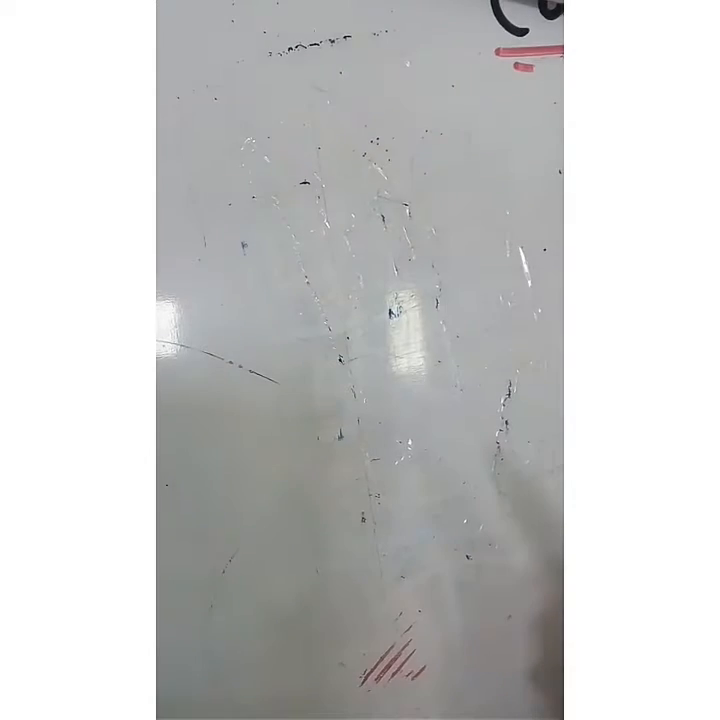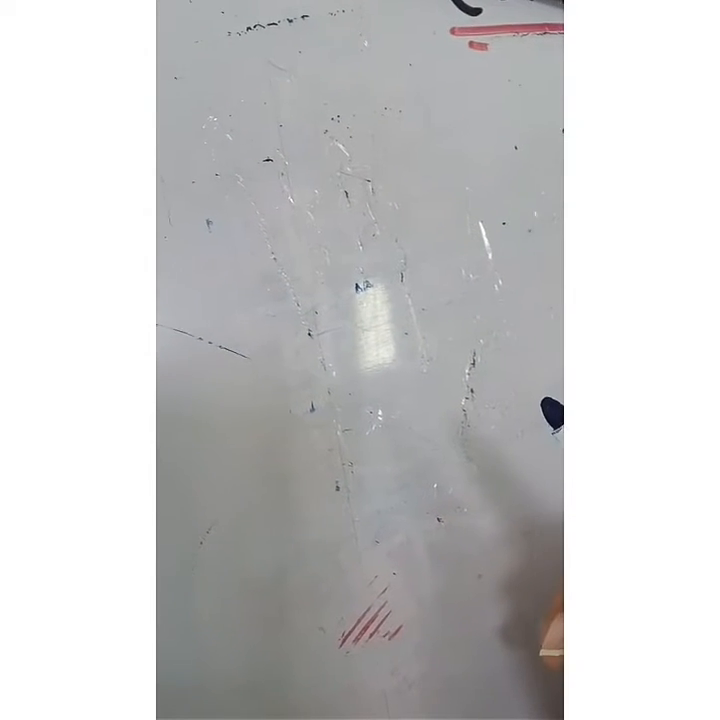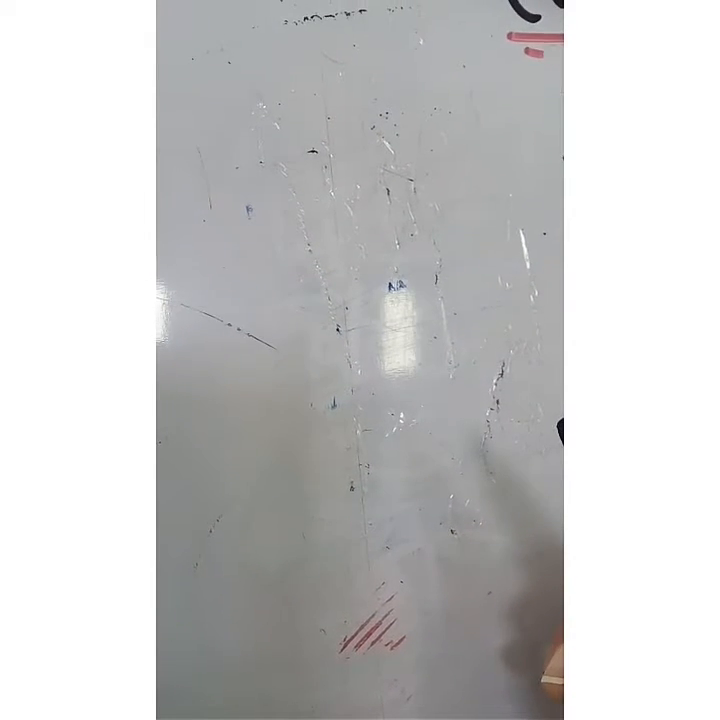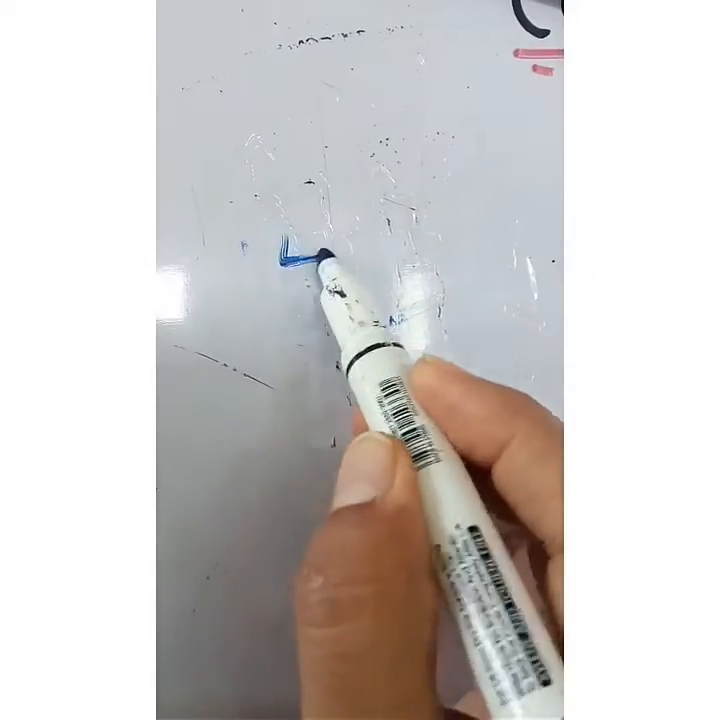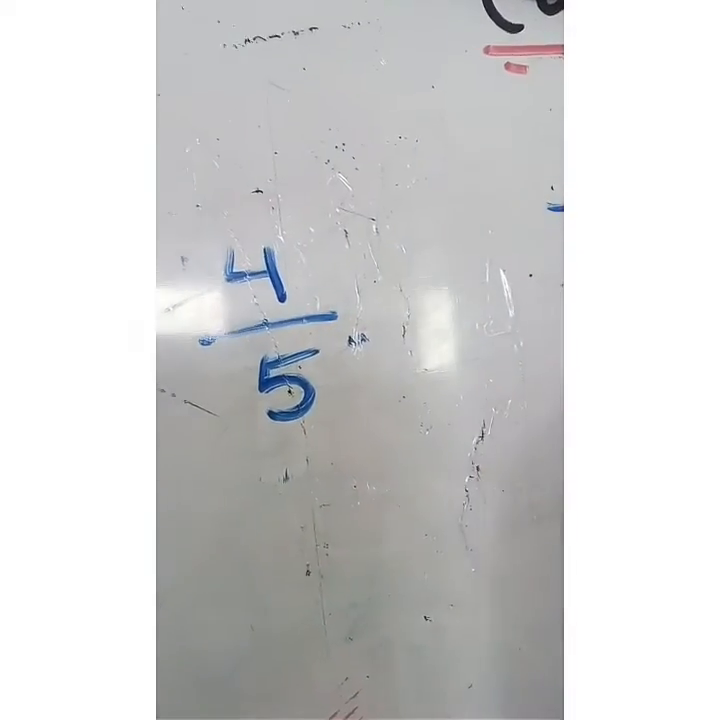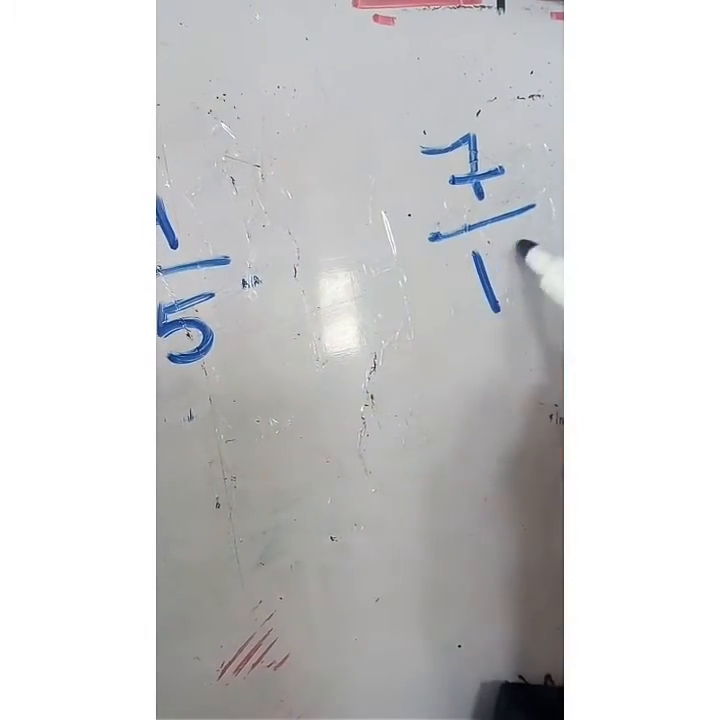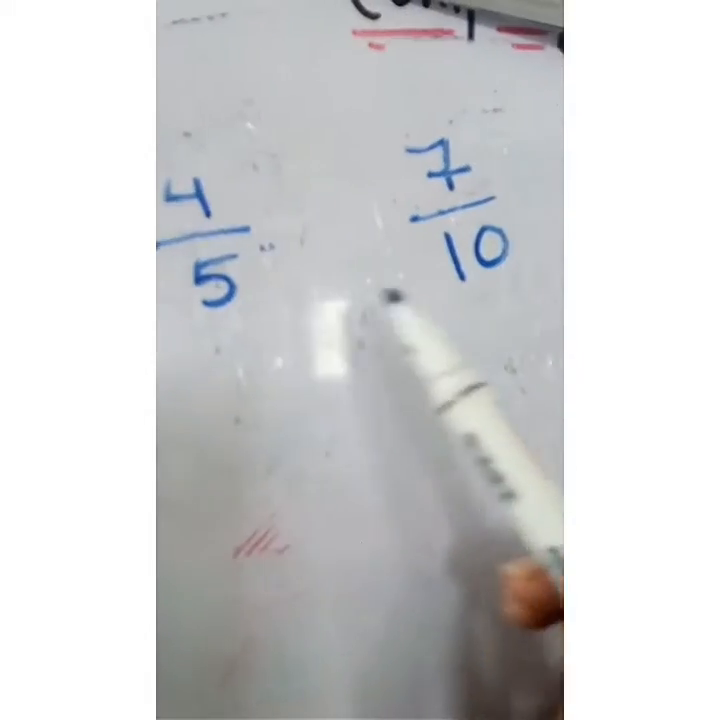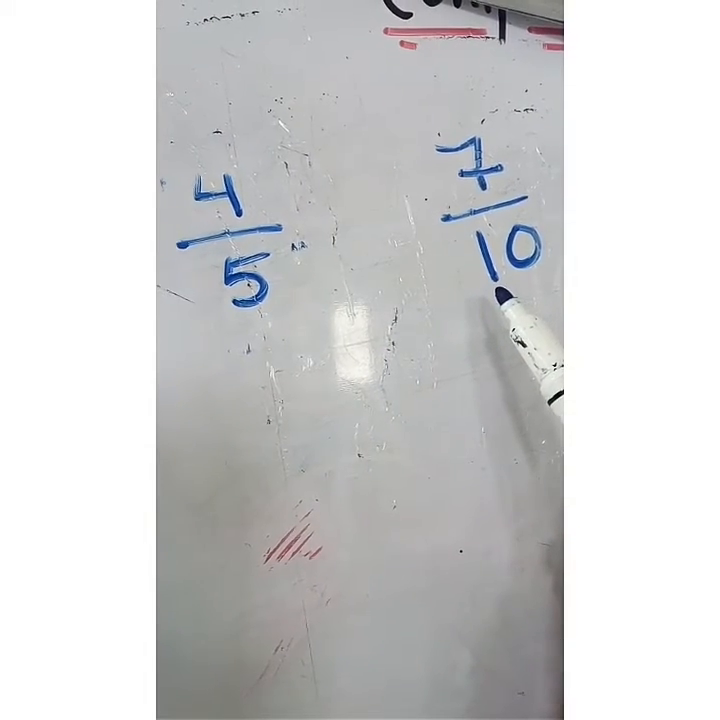Now we are going to look at the other type of fractions that we can compare, and that is fractions that have different denominators and different numerators. For example, 4/5 and 7/10. We see that these are 4 and 7, different numerators, and 5 and 10, different denominators.